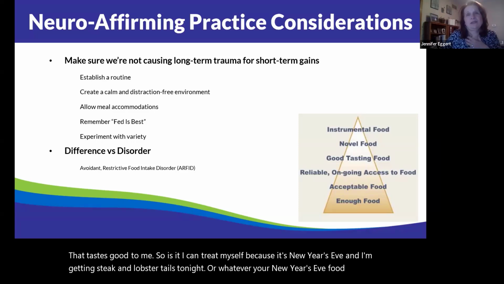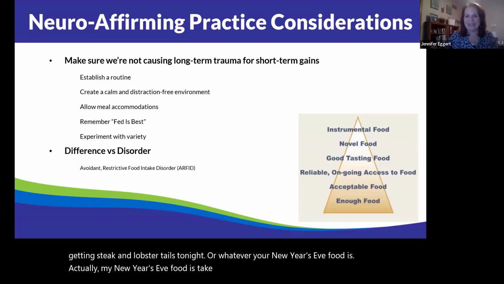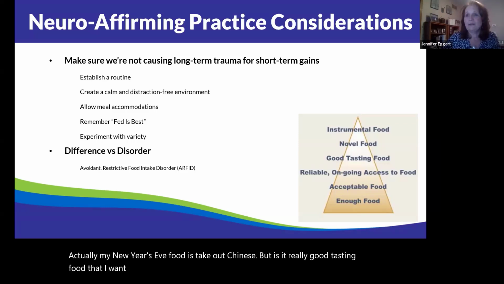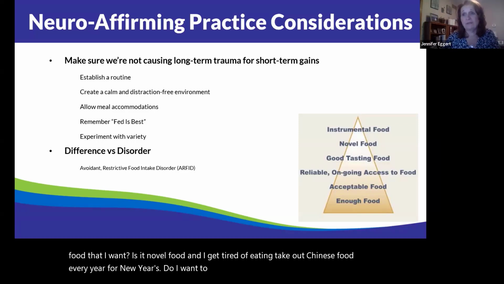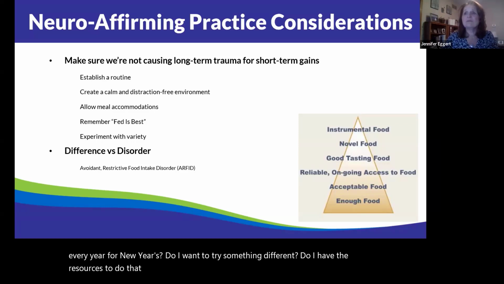Actually, my New Year's Eve food is takeout Chinese food. But is it really good tasting food that I want? Is it novel food? Am I getting tired of eating takeout Chinese food every year for New Year's? And do I want to try something different? Do I have the resources to do that? And then is it instrumental food?